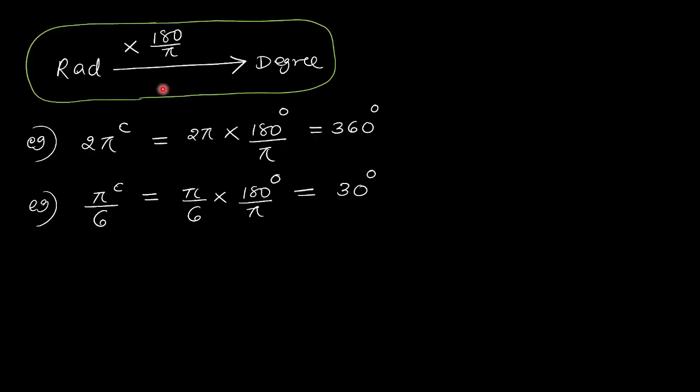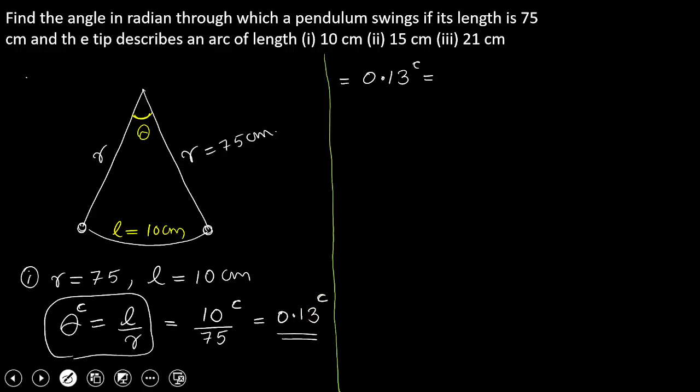I will show you that slide. Please memorize this. Never forget it. Radian can be converted to degree by multiplying with 180 by pi. You have to memorize that. So 0.13 radian is to be converted to degree with 180 by pi. Then you will get the degree value. This is not asked in the problem, but for your better understanding I am explaining this part.